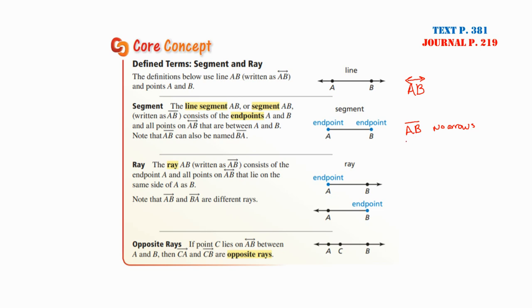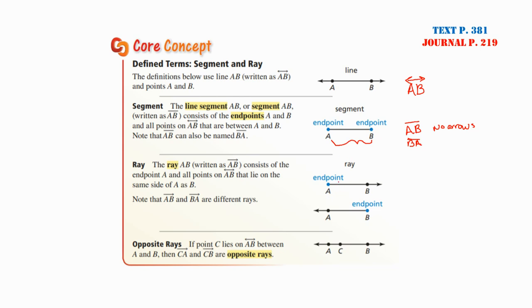Now you can name it either way. You could name it from A to B or B to A. But anybody who looks at it and sees just that little line above it knows that we're just talking about this chunk, not the line that's extending infinitely. We're talking about the line segment.